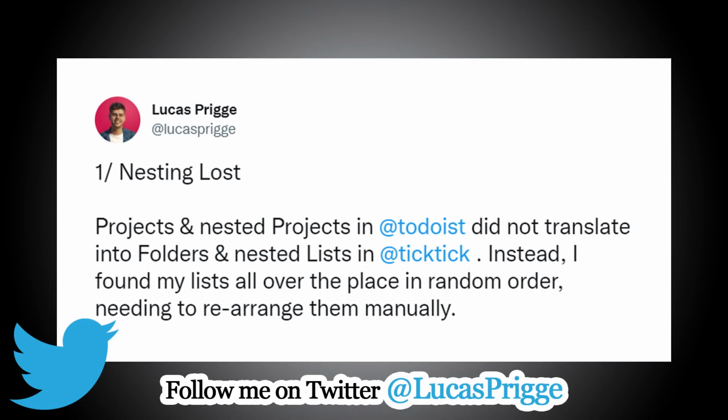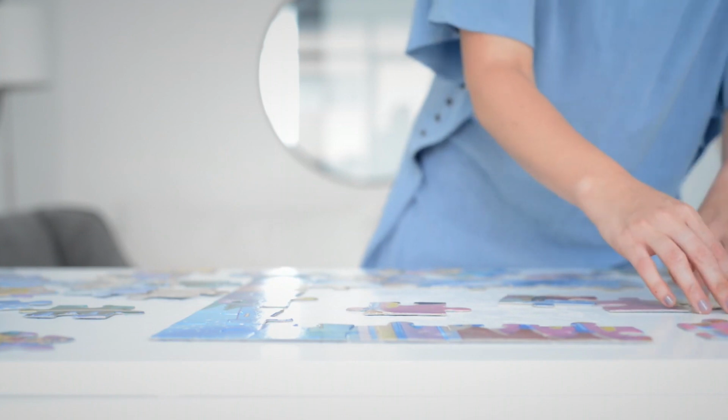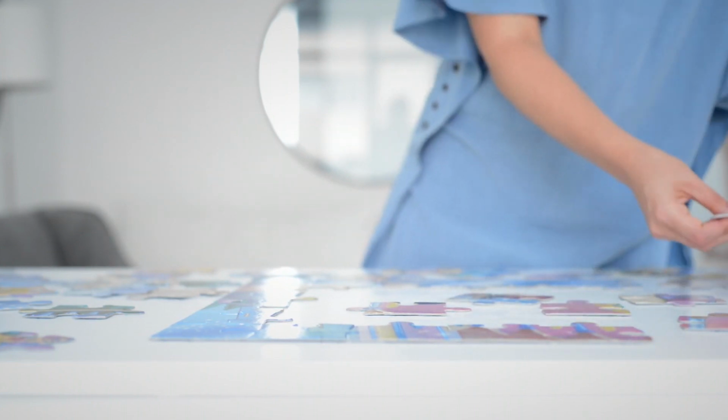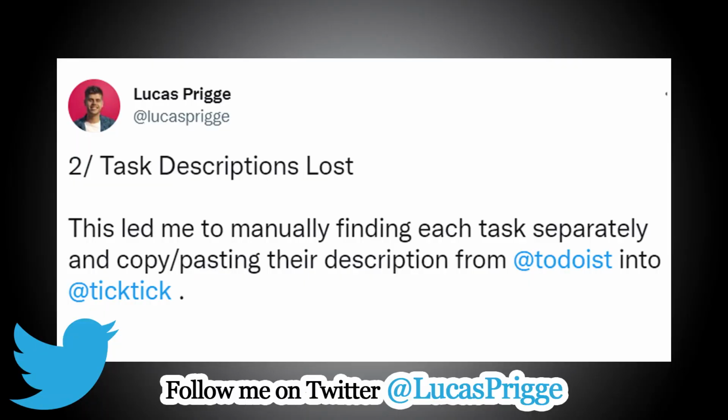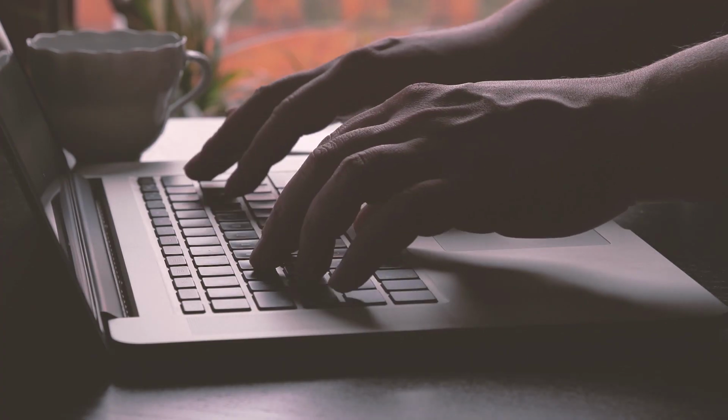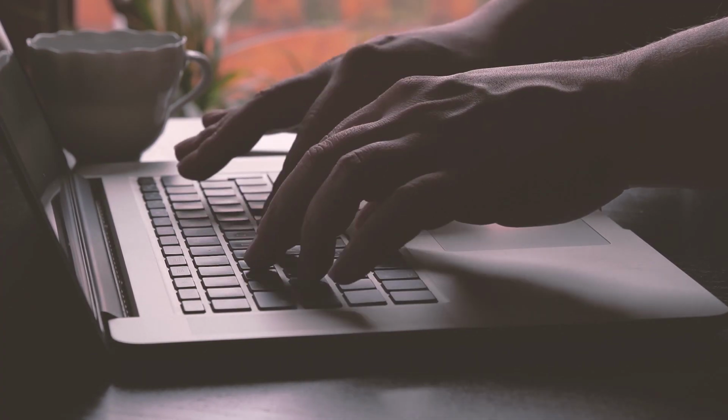They were all moved over, but that is really saying everything because the rest was a disaster. Here's what went wrong. Number 1, my projects and nested projects in Todoist did not translate into folders and nested lists in TickTick. Instead, I found my lists all over the place in random order and I needed to rearrange them manually. Number 2, all my task descriptions were lost. This led me to manually finding each task separately and copy-pasting the description over from Todoist into the TickTick task.